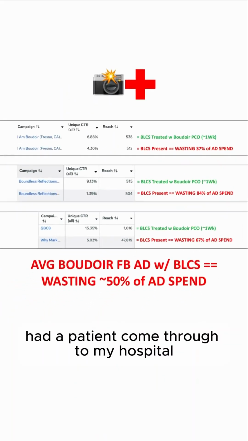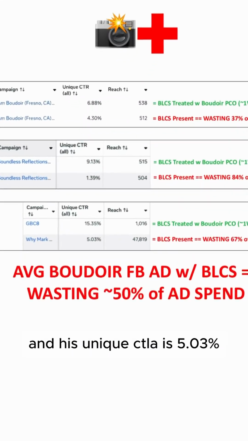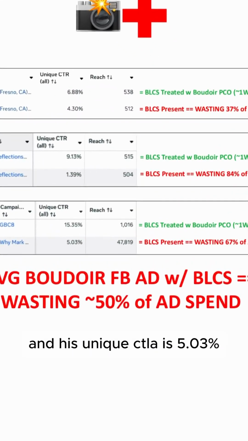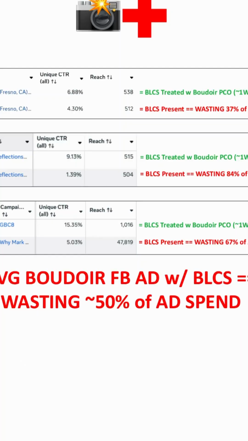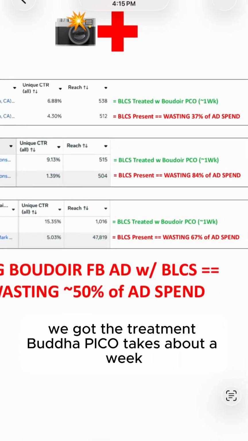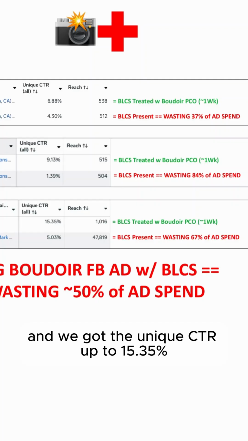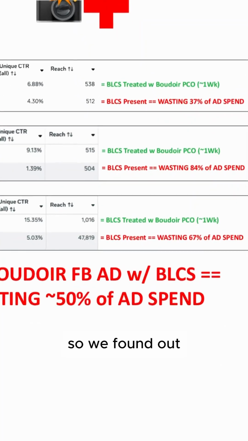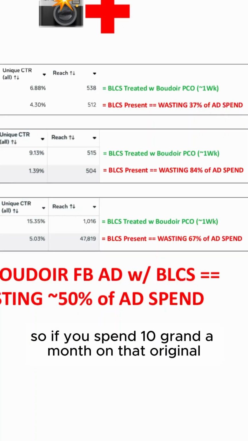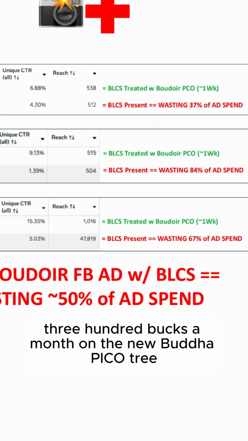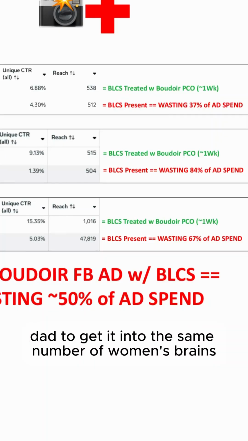Finally, had a patient come through to my hospital, and his unique CTR is 5.03%. So again, unique CTR under 6%. BLCS is present. Boudoir low click syndrome. But we know what to do. We got the treatment, Boudoir Pico, takes about a week, and we got the unique CTR up to 15.35%. So we found out his original Boudoir Facebook ad is wasting 67% of its ad spend. So if you spend 10 grand a month on that original, you now only need to spend $3,300 a month on the new Boudoir Pico treated ad to get it into the same number of women's brains.